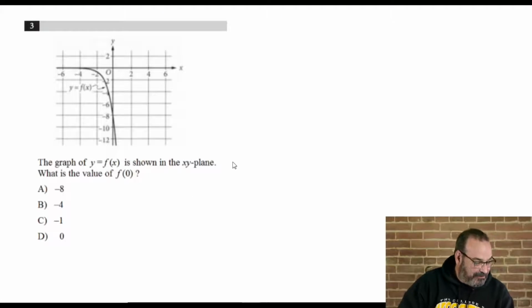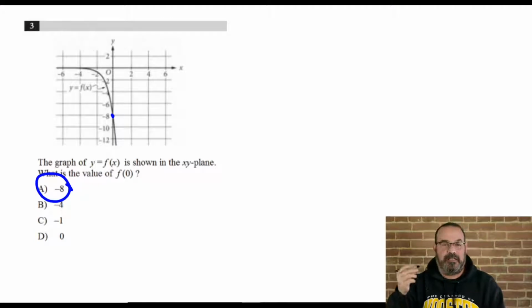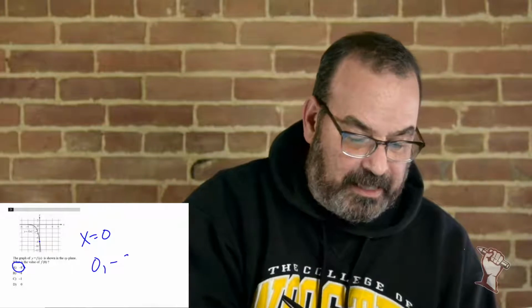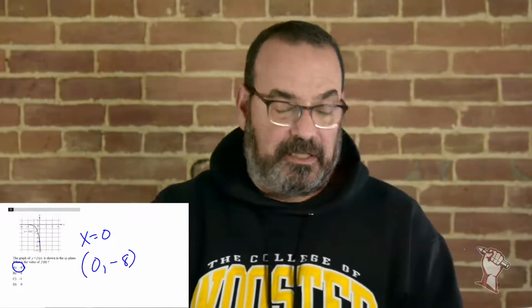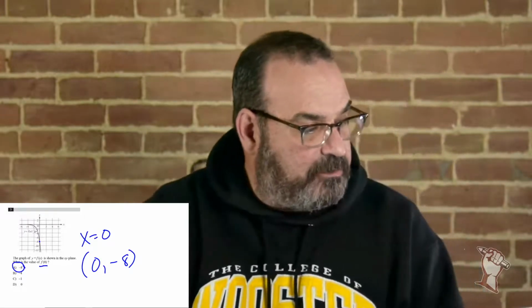All right, ready? The function of 0 is negative 8. Yep, there's the answer. It's another classic SAT problem, which is a graph of a function, and they ask you something like the x-intercept or the y-intercept. The x-intercept is when the function is equal to 0. The y-intercept is when 0 is put into the function. So this is x equals 0. It's the point 0 comma negative 8, which is known as the y-intercept, or x equals 0. That's what they asked for.